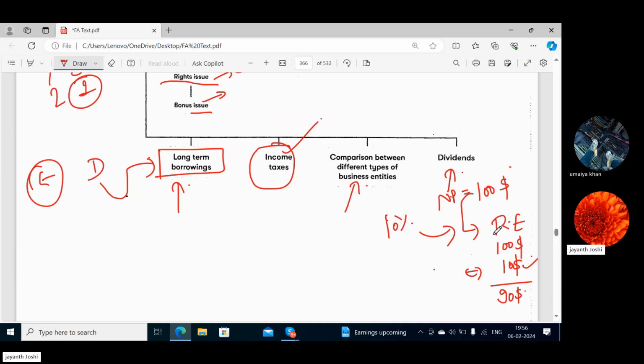Dividends are nothing but share of profit. Not the entire profit, but some part of profit is distributed amongst the shareholders. And the reason why company distributes this dividends to shareholders is to keep them motivated to continue with the company.